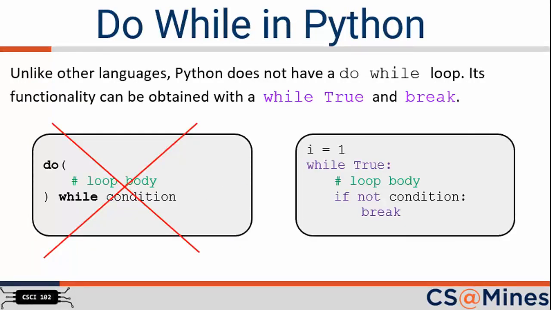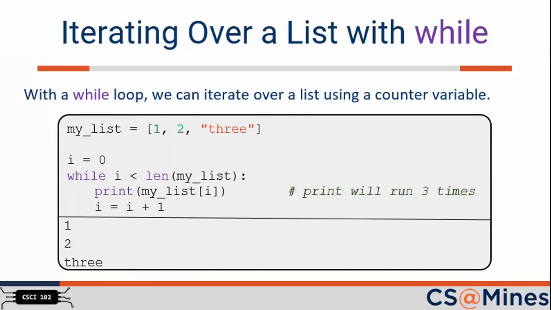Here's a quick note for those who know how to program in another language. Unlike other languages, Python does not have a do-while loop. It's not needed though, as do-while can easily be implemented with a while True and break. A while loop and a counter variable can be used to iterate over a list. This slide illustrates an example of that. We will learn another type of loop that works great with lists in a future video.